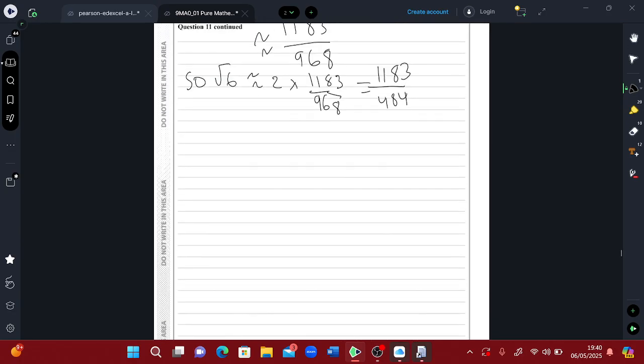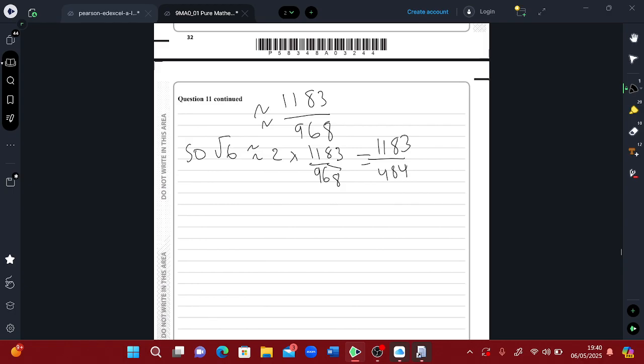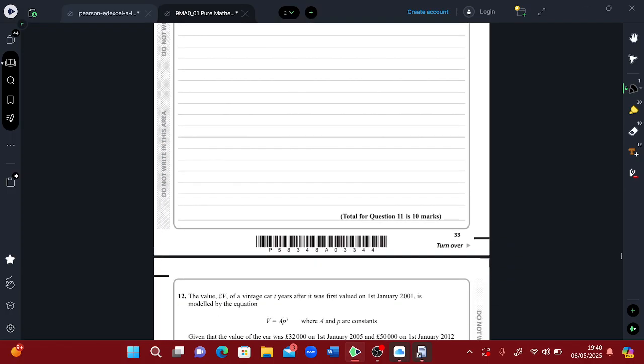Okay, cool. And it's quite neat actually because, obviously, we know root 6 is irrational, but you actually get a fraction approximation there, which is quite interesting, I guess.